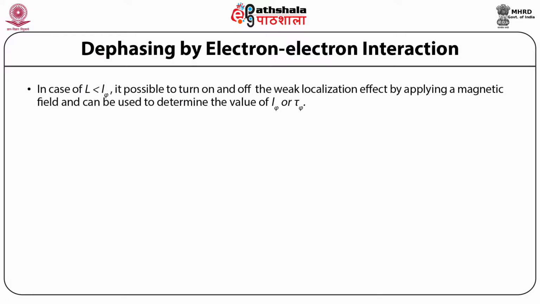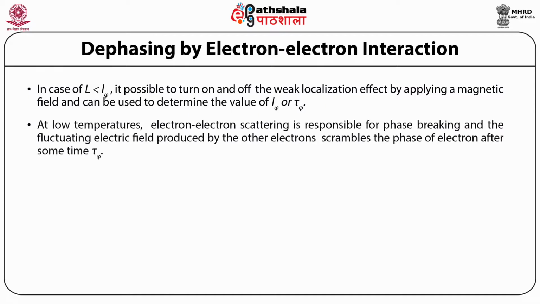In case of capital L less than l phi, it is possible to turn on and off the weak localization effect by applying a magnetic field, and this can be used to determine the value of L phi or tau phi. Now, at low temperatures, electron-electron scattering is responsible for phase breaking, and the fluctuating electric field produced by other electrons scrambles the phase of the electron after some time, that is tau phi.